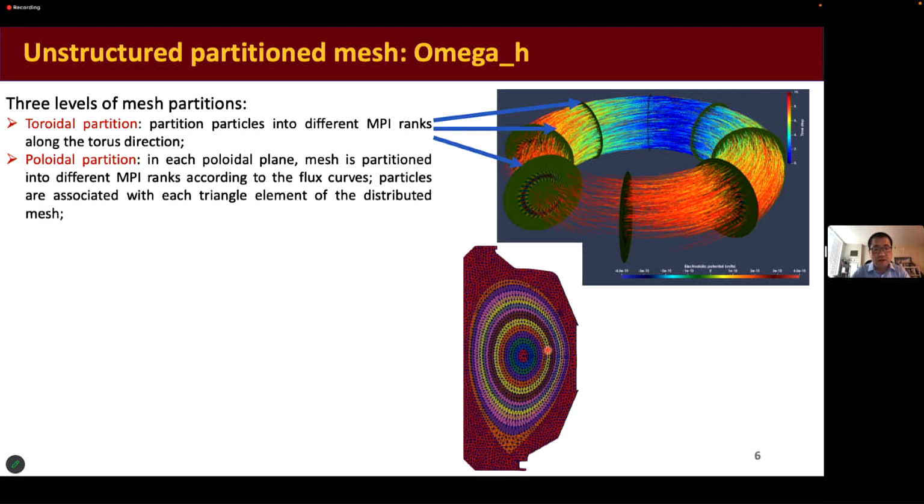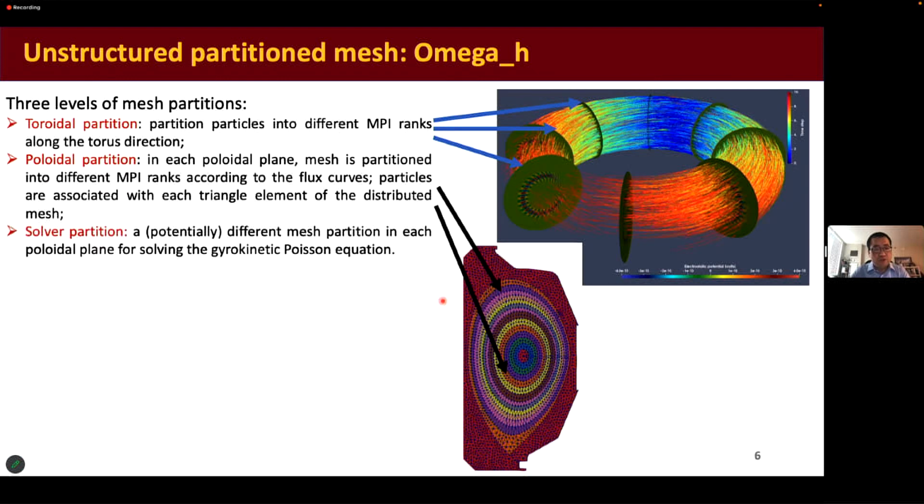This is the flux curve. If you see this line, donut shaped or concentric circle, this one corresponds to one flux curve. So the mesh is partitioned into different MPI ranks. For example, this corresponds to one mesh partition, and this is another mesh partition. All these different colored regions correspond to different partitions. And then we have a third partition called the solver partition.